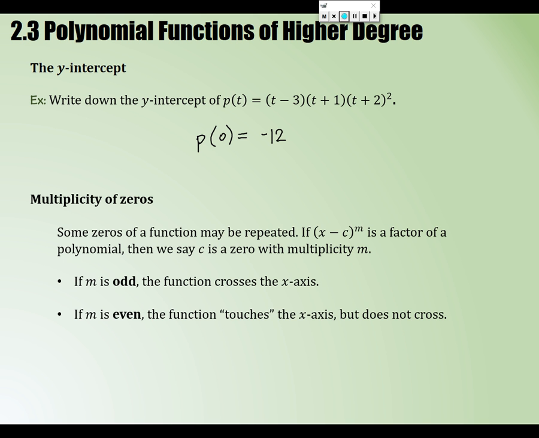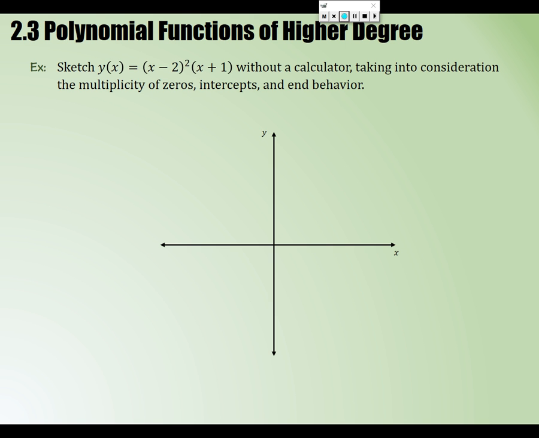Did anyone wave wildly? Okay. Seeing no wild waving. All right, so let's practice by graphing this.